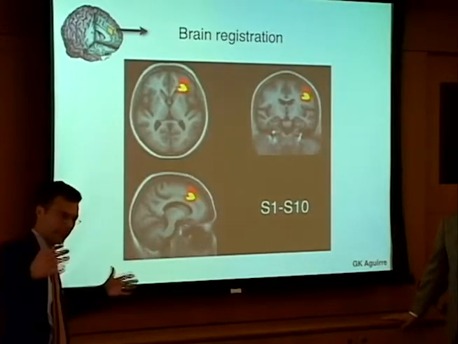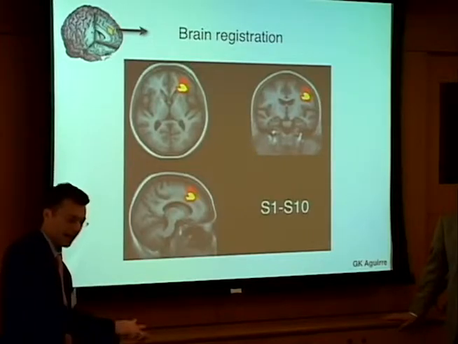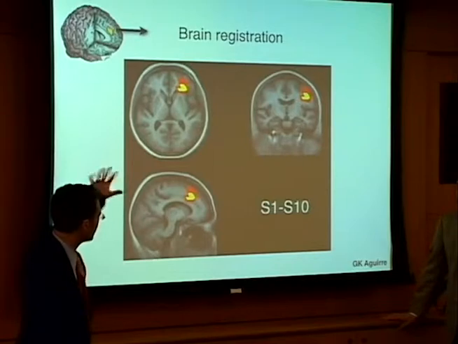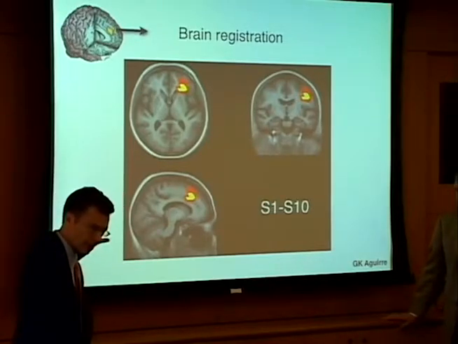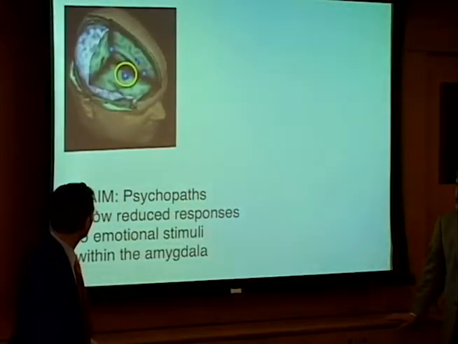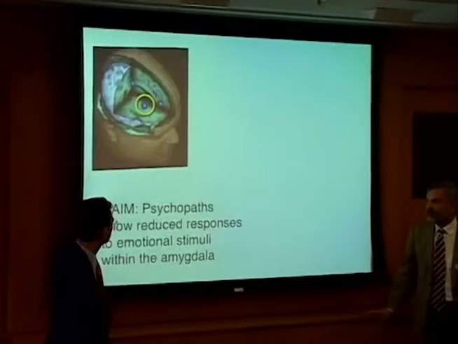So now I've got data from 10 people, all their brains warped to make them look all about the same. And I average the responses from all 10. So at the end of the day, after getting this kind of measurement from 10 control subjects, like normal people, and 10 people who I think are psychopaths, I end up with this. So the claim again: psychopaths show reduced responses to emotional stimuli within the amygdala.